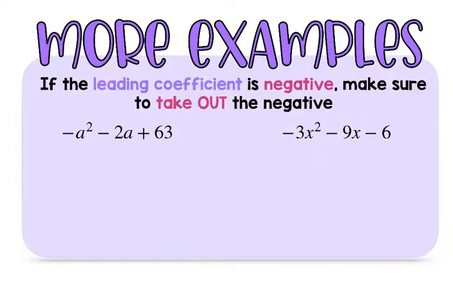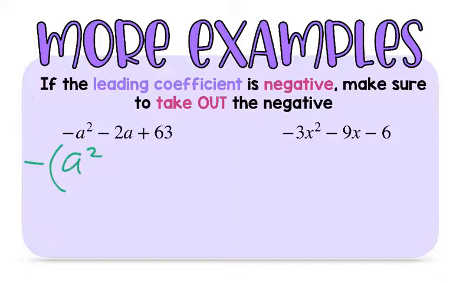Okay, so let's do a couple more examples of this. What happens if your leading coefficient, so this first term, has a negative in it? Well, you always want to take out the negative. You never want to have a leading coefficient that is negative. So in this first one, there is no number besides the negative sign, so you can think about that as like a negative 1. So take the negative out, and everything's going to switch signs.